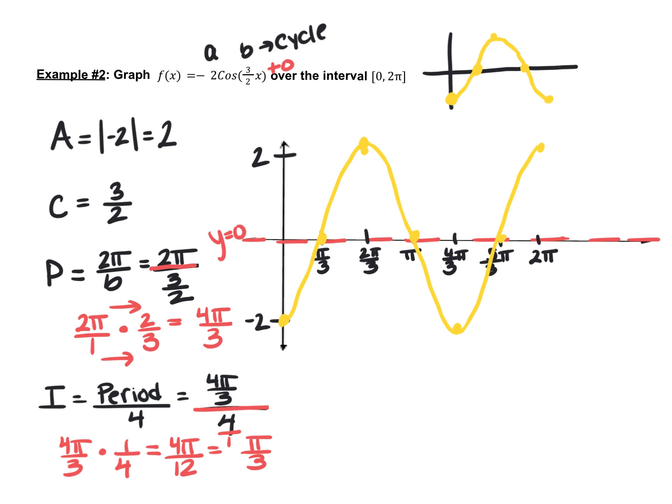We could always check our definitions that cycles is 3 halves, so I'm going to see 1.5 cycles between 0 and 2 pi. So let's say this is 1 cycle and a half a cycle. That's perfect. And 4 pi over 3 is how long it takes to complete 1 full cycle. 1 full cycle, 4 pi over 3. Check. Every definition works.